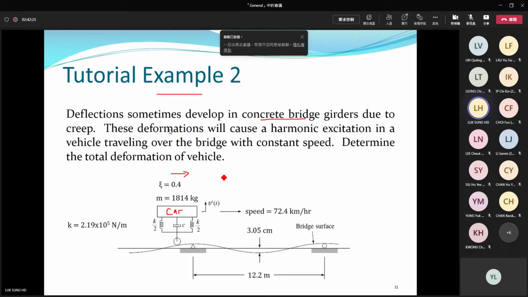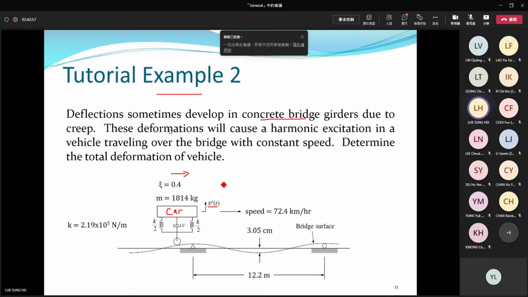because the ground is not a straight line, when the car is moving on this curve, the car will also oscillate up and down. Suppose the car is moving with a constant speed, V. The speed is 72.5 km per hour. In this question, you are asked to determine the total deformation of the car, which means UT, the total deformation of the car, UT.